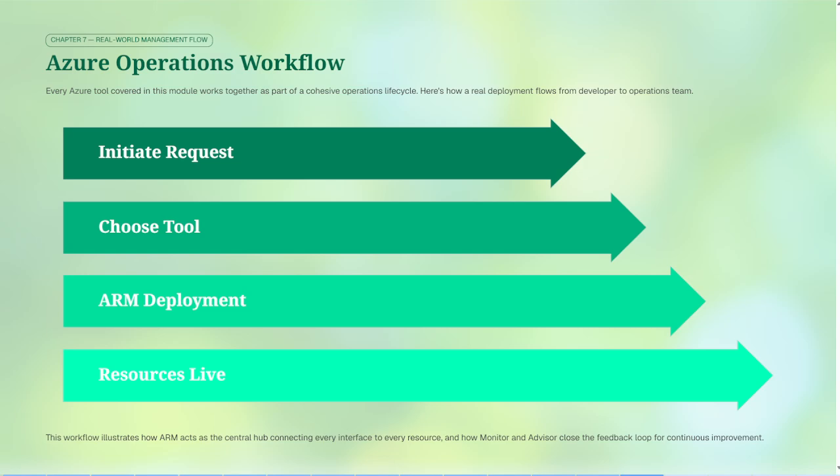Every Azure environment starts with a deployment requirement. For example, a development team needs a new application environment. They need a virtual machine, storage account, database, virtual network, and security configuration. The team can deploy resources using different tools: Azure Portal, Azure CLI, Azure PowerShell, ARM templates, Bicep, or Terraform.